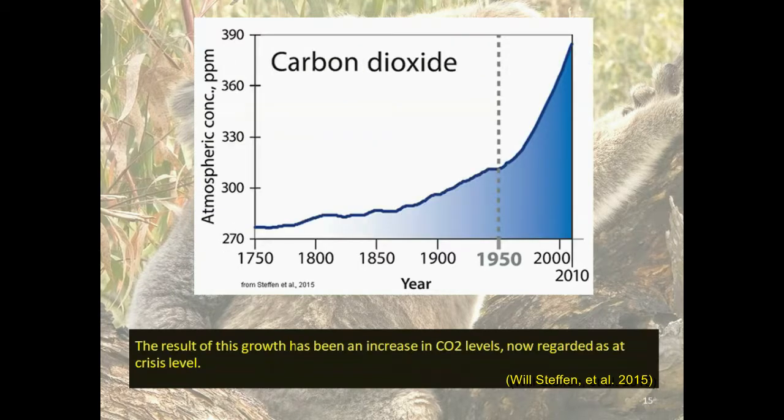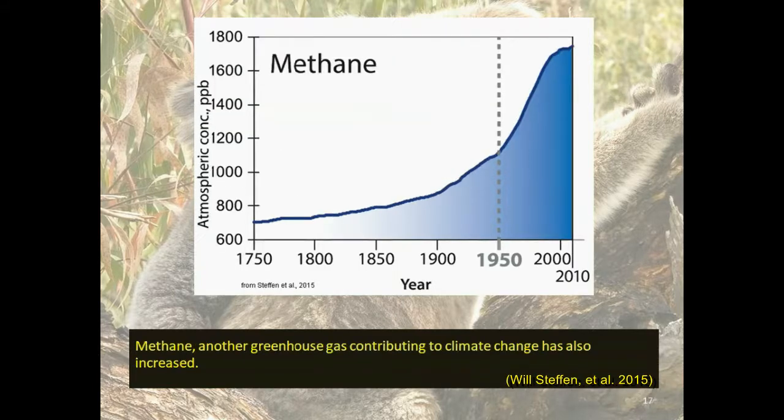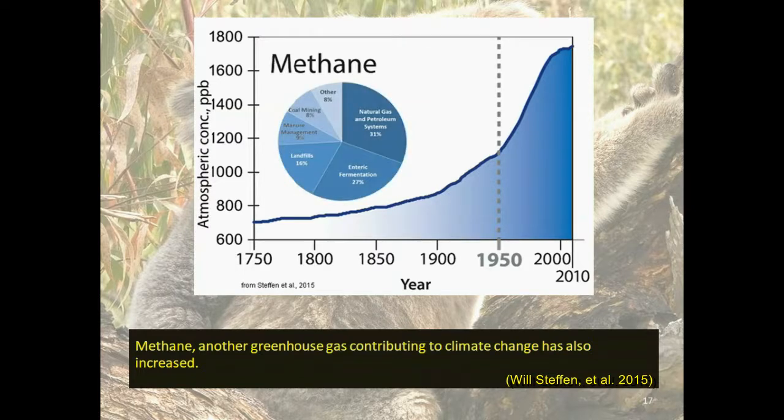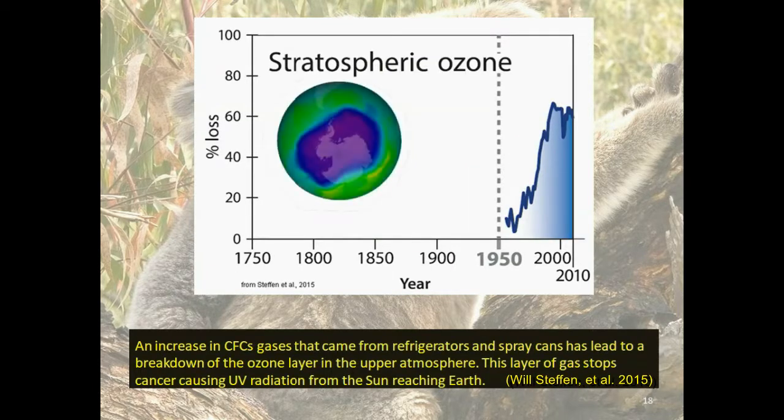The result of this growth has been an increase in carbon dioxide levels, now regarded as at crisis level. There is more nitrous oxide coming from farms and other sources. Methane, another greenhouse gas contributing to climate change, has also increased. An increase in CFC gases that came from refrigerators and spray cans has led to a breakdown of the ozone layer in the upper atmosphere. This layer of gas stops cancer-causing UV radiation from the sun reaching Earth.